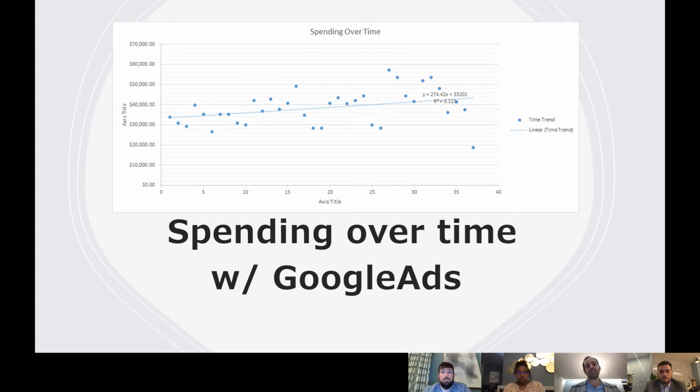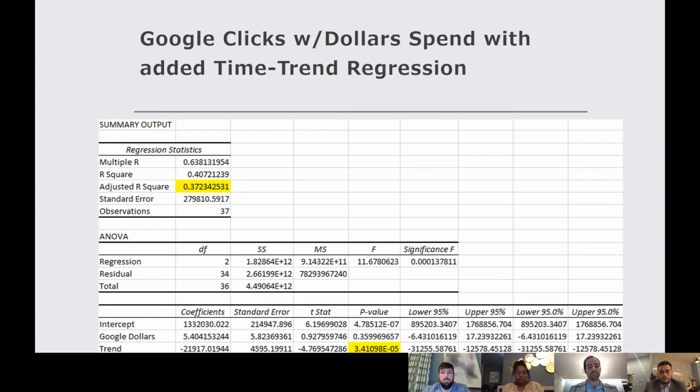That basically led us to do the second regression model, where we added a time trend. We just added another column numbered 1 through 37 for each of the 37 months. You notice right away we got a huge improvement in our adjusted R-squared, which went from 1% to 37%. That shows there's some seasonality that we need to consider in our model. Our F-test now passes and is significant.